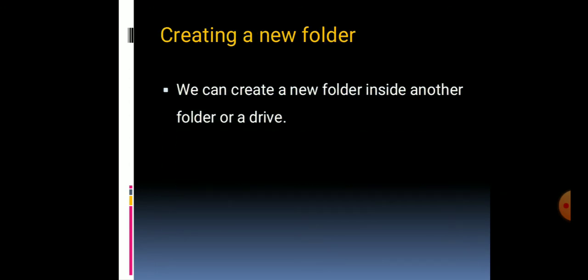To create a new folder, we can create it inside another folder or a drive. I told you already a hard disk is divided into many drives, that is C drive, D drive, E drive. Likewise a hard disk is divided. So we can create a folder under these drives, or we can create a folder inside another folder also. That type of folder is called a subfolder. Let us see an example for this.